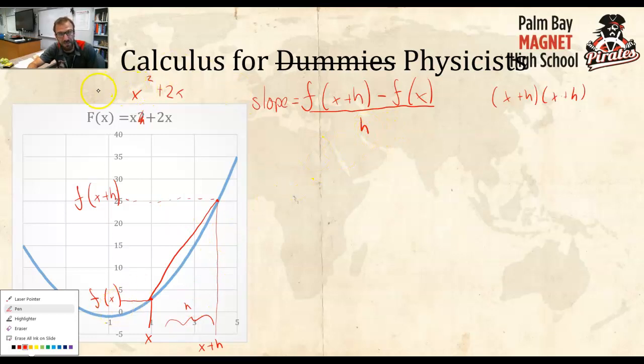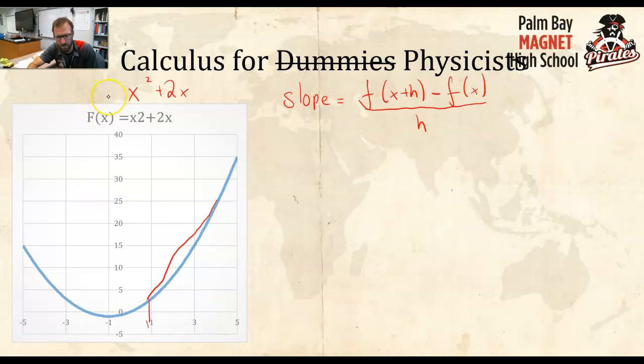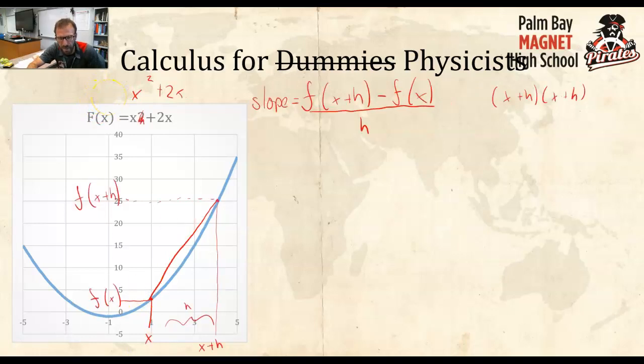So let's do it for this function, where I'm forgetting about the whole time and position. I'm just calling it x and y. It makes my life easier. So y is equal to x squared plus 2x. So let's plug this in.